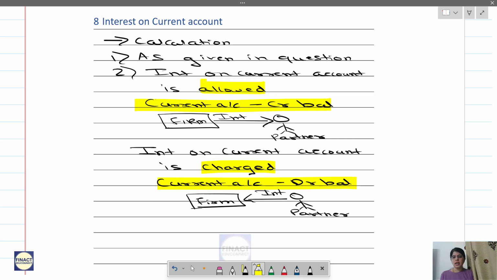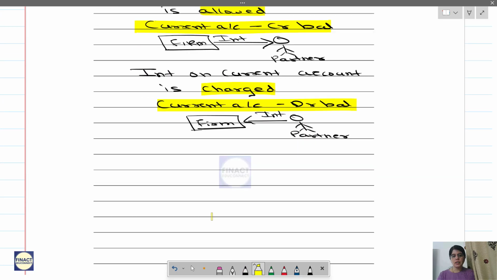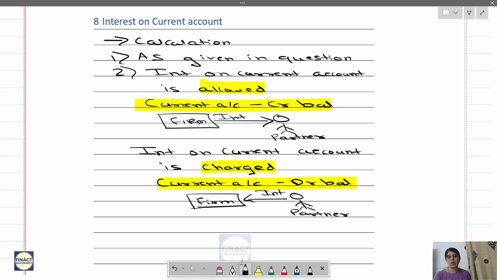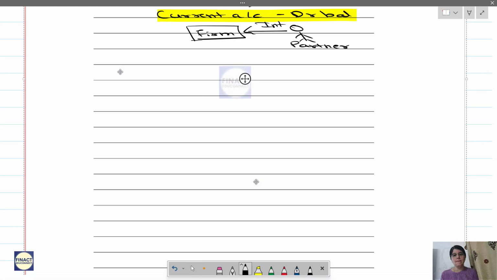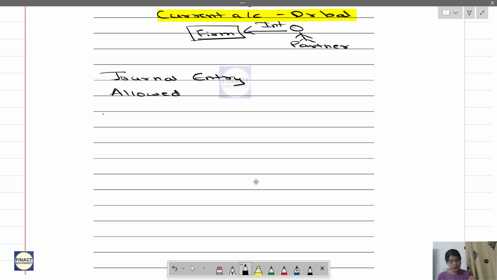Now the journal entry is similar to whatever we did in the partner's capital account. There will be 2 types of adjusting journal entries. One will be for interest allowed. When the interest is allowed, that is given by the firm to the partner, it is an expense for the firm. So the journal entry will be interest on current account debit to partner's current account.